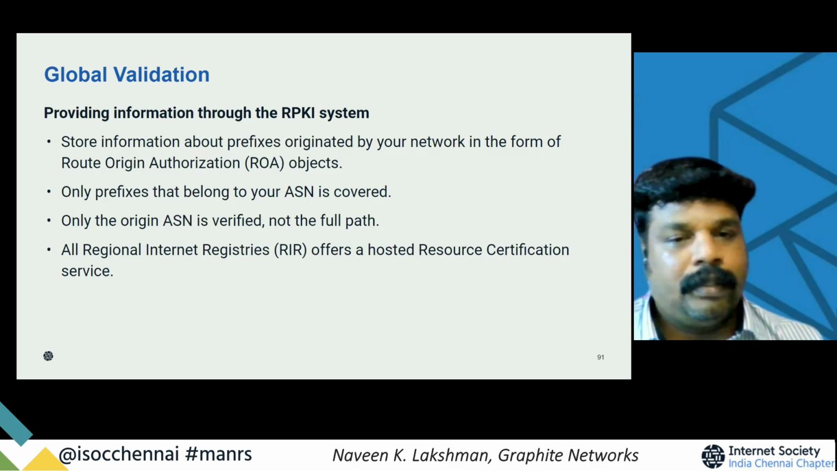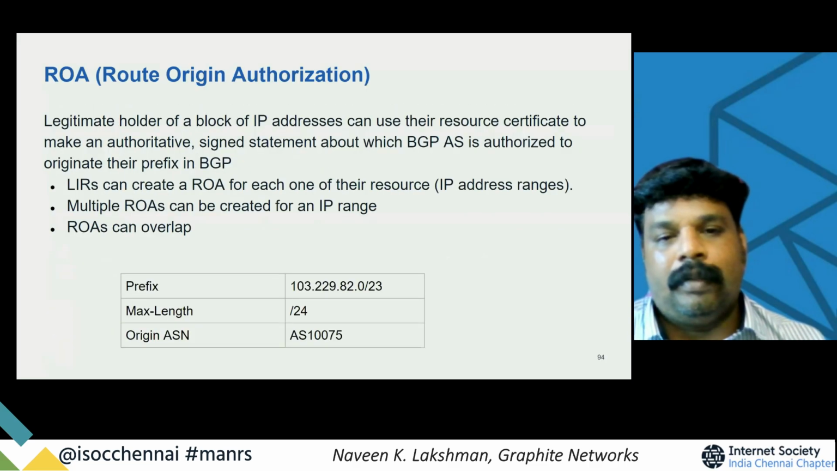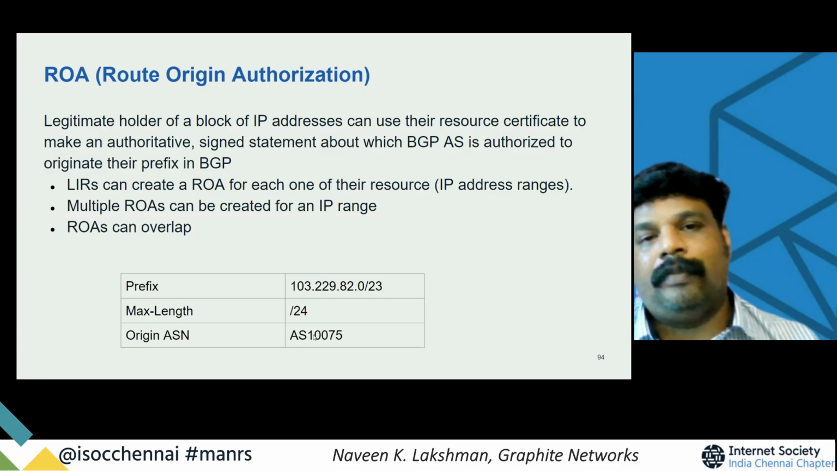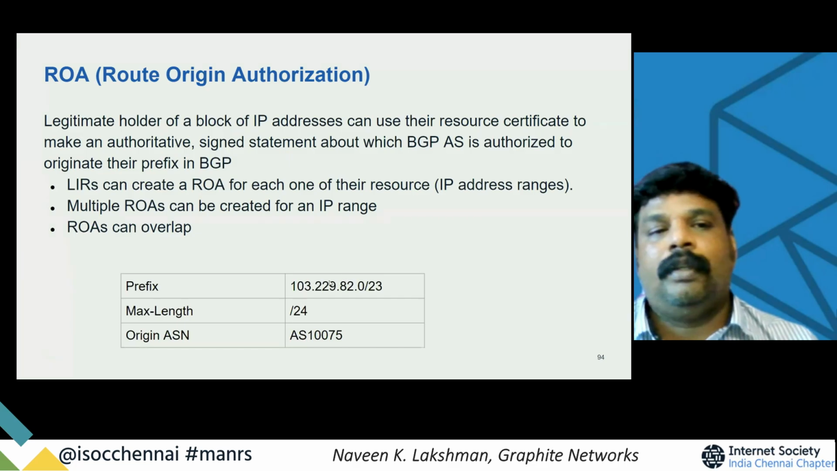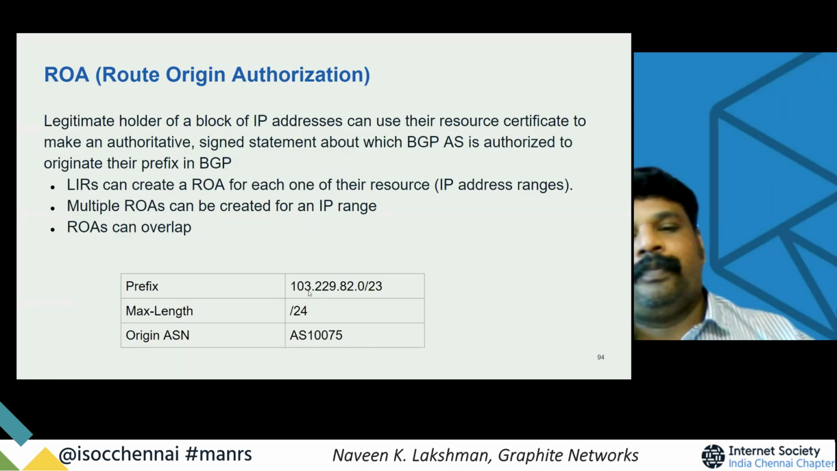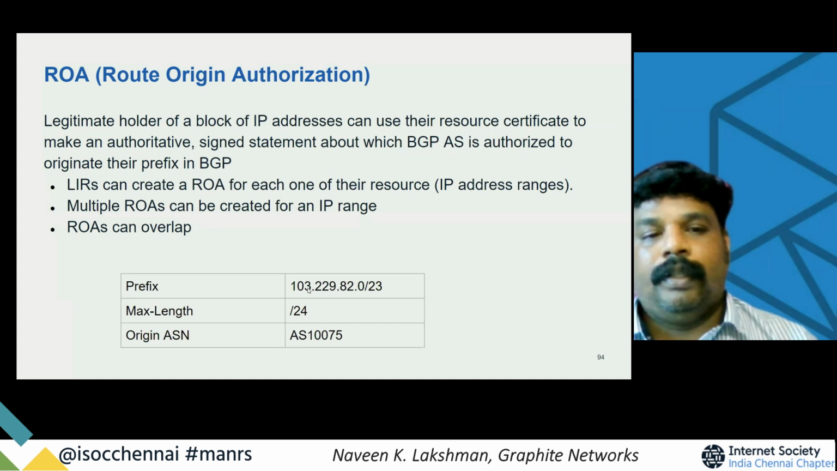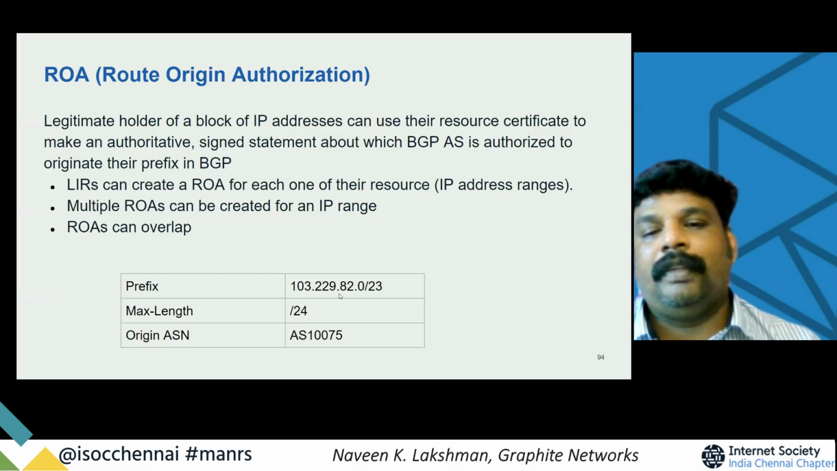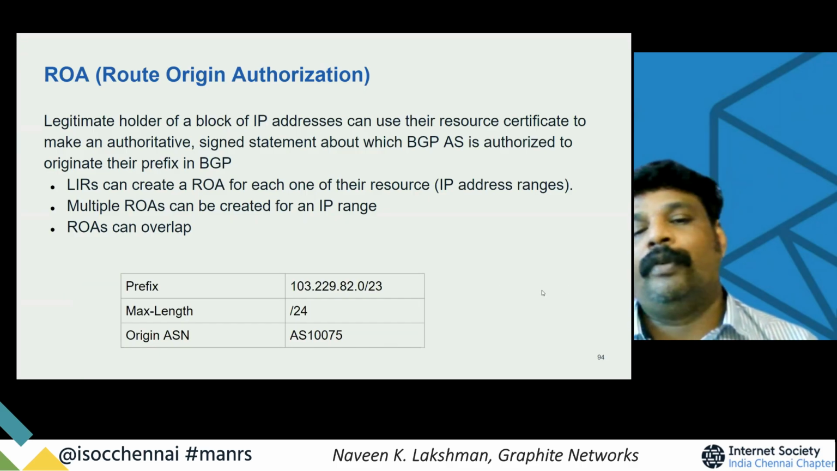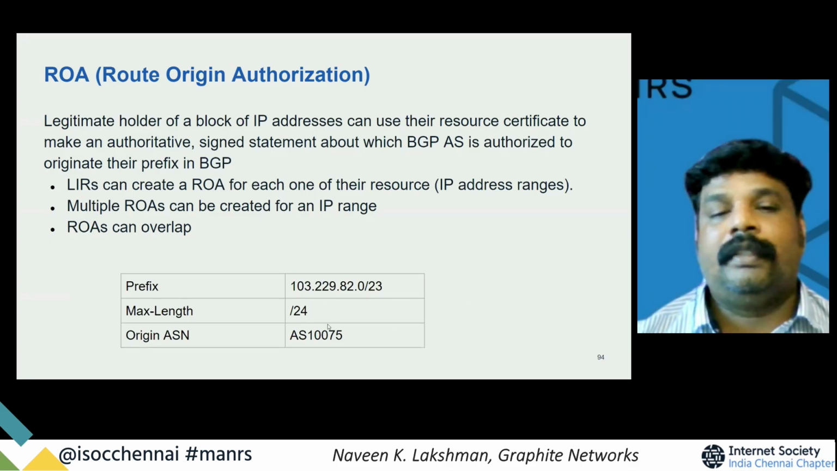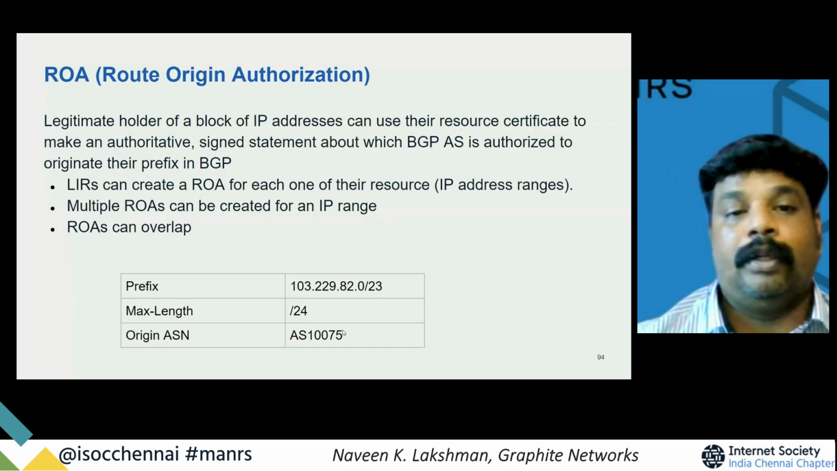Say, for example, if I have a prefix like this, this is again Fiber at Home Bangladesh. AS10075 owns the prefix 103.229.82.0/20. This is a prefix Fiber at Home owns. If I create a ROA for this, then I say that I have a max length of /24. It means that any prefix with a length in this particular range, from /20 to /24, is valid, and this particular ASN is the right one to originate it, the authority to originate it.